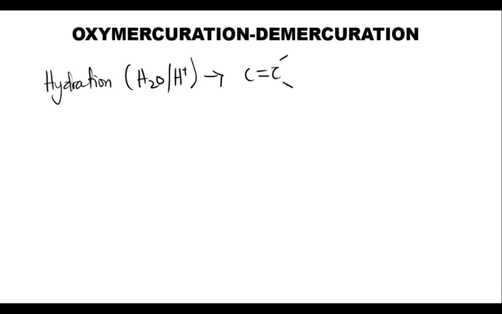So let's begin. What is an Oxymercuration Demercuration reaction? This reaction is another method of converting an alkene into an alcohol. In our previous tutorials, we looked at how to convert an alkene into an alcohol using acid catalyzed hydration. That is, we add water in the presence of an acid catalyst, and this converts an alkene, that is, if we have an alkene of this form and we add this reagent, we can convert it into an alcohol.